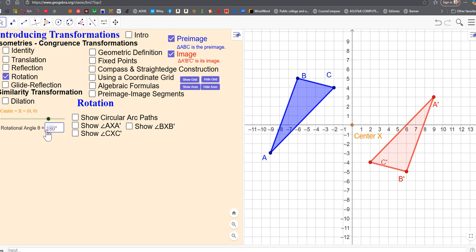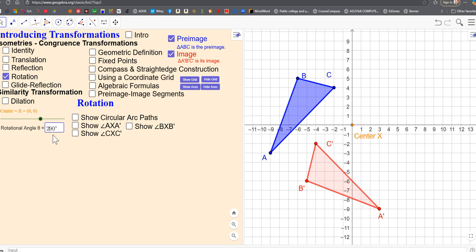What do we do for 90 degrees? Positive 90 degrees. Okay, let's look again. Coordinates of A are -9, -3. A prime is 3, -9. So here we switch them, from -9, -3 to 3, -9. So we switch them, but then we change the sign on the X one, but not the Y.